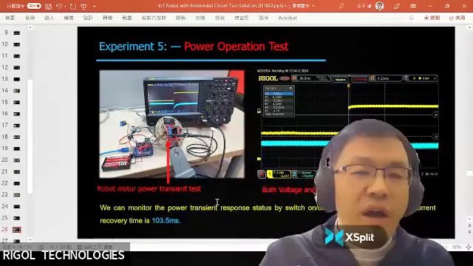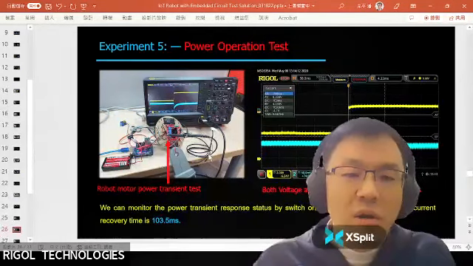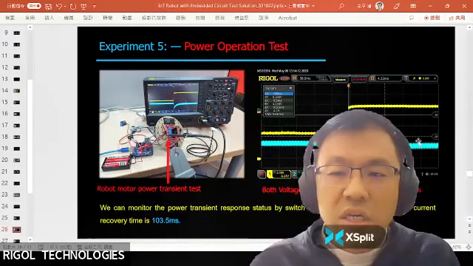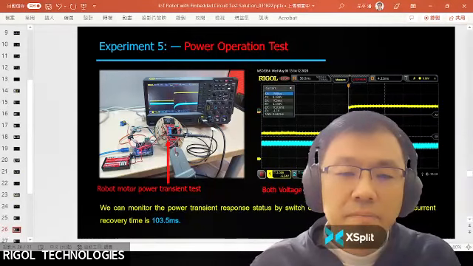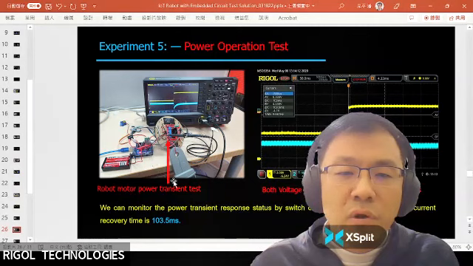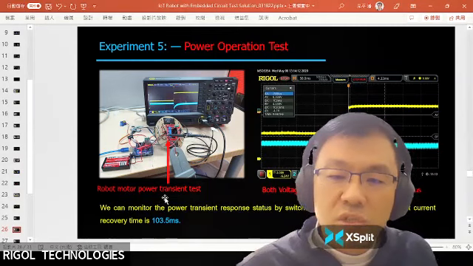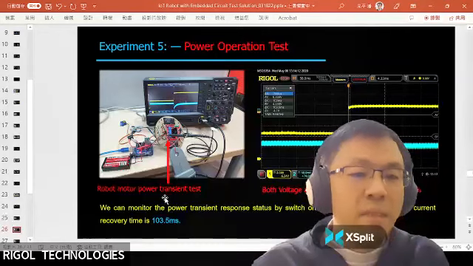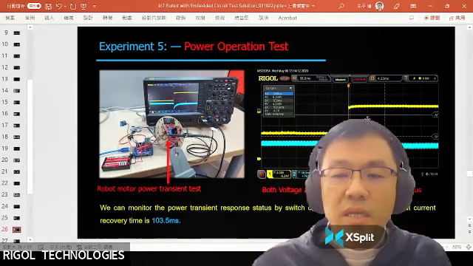For experiment 5, you can see the power operation test. We can use the current probe hooked up to the oscilloscope to monitor the current signal on the display as well, so you can monitor the voltage signal and the current signal simultaneously. We can use this kind of probe to monitor the power transient response status with the switch on or off, and we can observe the current recovery time is 103.5 milliseconds at this point.